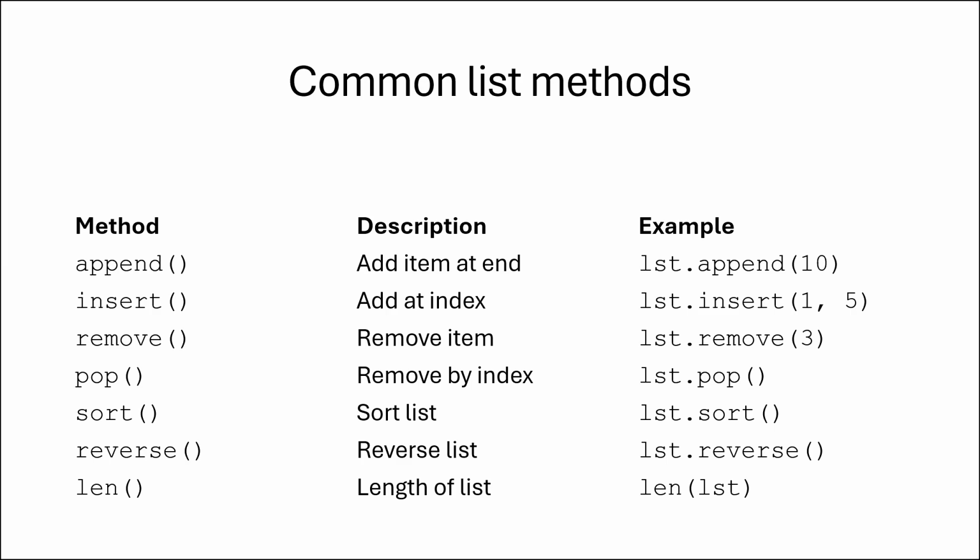Next method is the sort method. It will sort all the elements in your list based on an order. The reverse method will reverse the entire list in Python. And then the length method. The length method will tell you how many elements are present in the list. For example, if I have created 10, 20, 30, 40 in a list, the length of the list will give you 4. That is, I have inserted only 4 elements in the list.